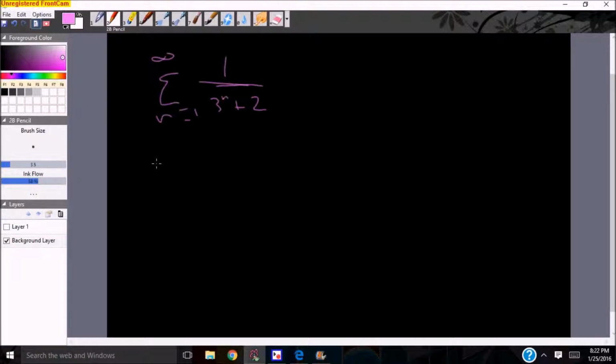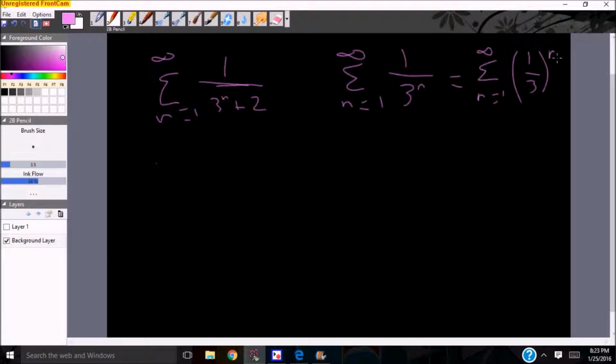I have a number raised to the nth power, so that should hopefully make us think of something a little bit different, and maybe in the same vein as the last one. The one we can maybe compare this to is the summation from 1 to infinity of 1 over 3 to the n, which you may not immediately recognize as geometric, but it is in fact geometric because I can take that nth power and take it to the outside like this.